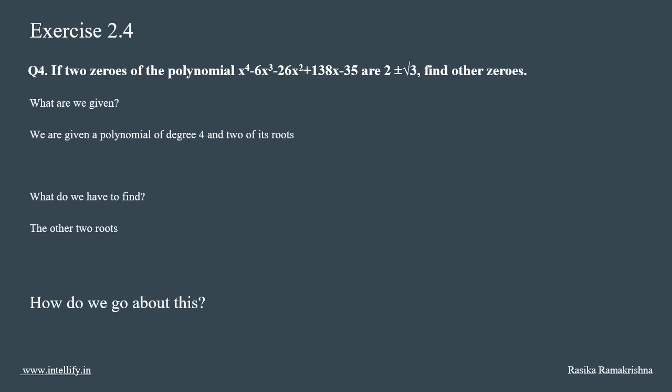Exercise 2.4, question number 4. If the zeros of the polynomial x to the power of 4 minus 6x cubed minus 26x squared plus 138x minus 35 are 2 plus root 3 and 2 minus root 3, find the other zeros. Alright, so what are we given?